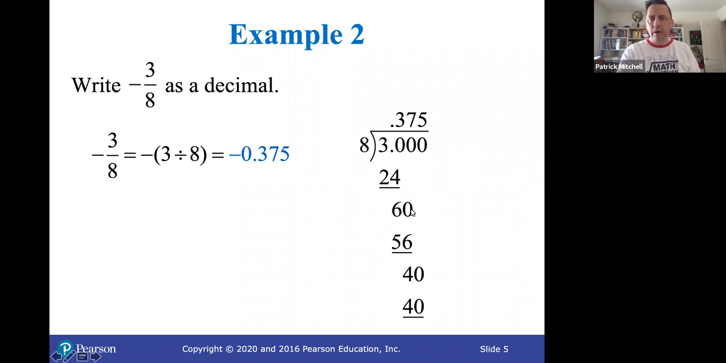Bring down a 0. 8 into 60 goes 7. 7 times 8 is 56. 60 minus 56 is 4. Bring down another 0. 8 into 40 goes exactly 5 times. So that's the end of the problem. Remember, there was a negative sign on it, so -3/8 as a decimal would be -375 thousandths.